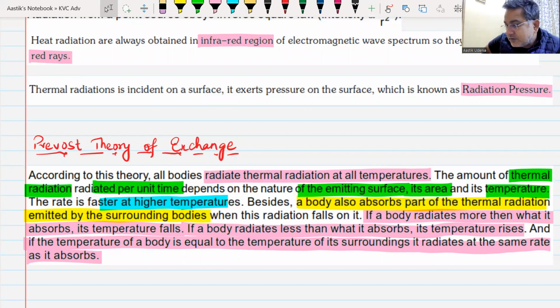Read the statement. Prevost theory of exchange. What was the first statement? All bodies radiate thermal radiation at all temperatures. Now ask your doubt. What is your doubt?